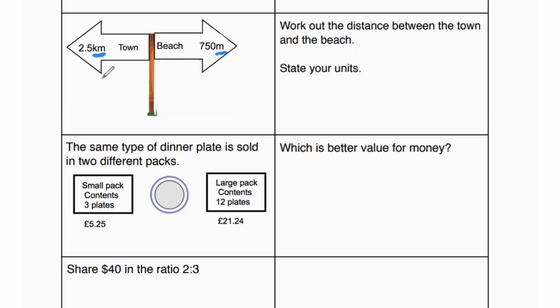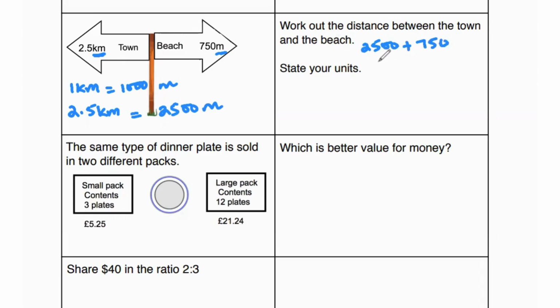If we go with meters, 1 kilometer is 1000 meters. So 2.5 kilometers is going to be 2500 meters. So if we do this in meters, the distance between the town and the beach is going to be 2500 plus 750, and that's going to give us 3250 meters.